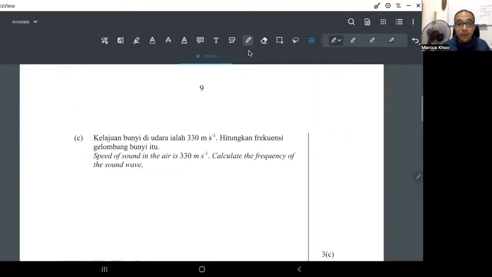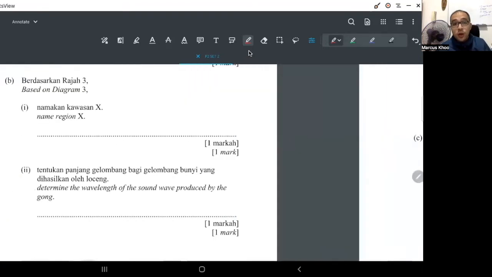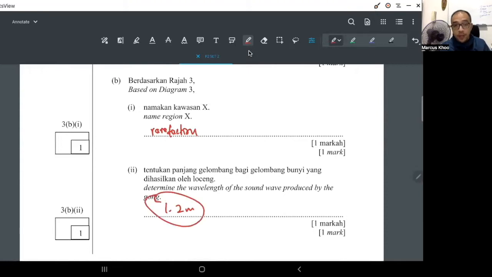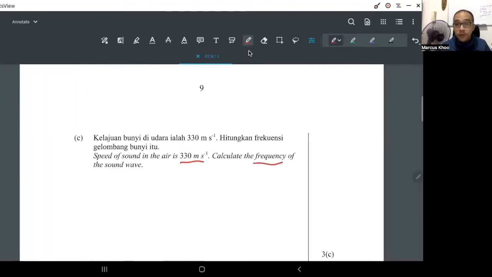Determine the wavelength. Now the speed of sound in air is 330. Calculate the frequency. So you have the wavelength, which is given as 1.2. If they give you the speed and ask you to calculate frequency, think about this: you have the wavelength, you have the speed, and you have the frequency. There's only one very important formula when you talk about waves, which is the wave equation: v equals f times lambda. So you substitute v and lambda, and you will get f equals 275 hertz. The unit for f is hertz.